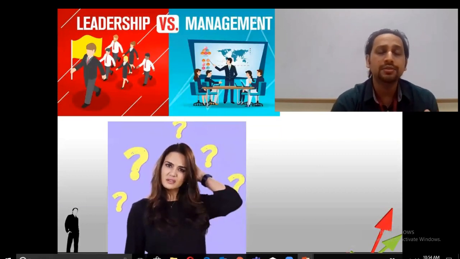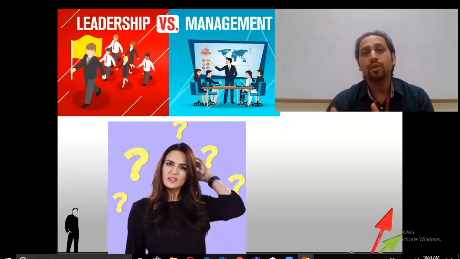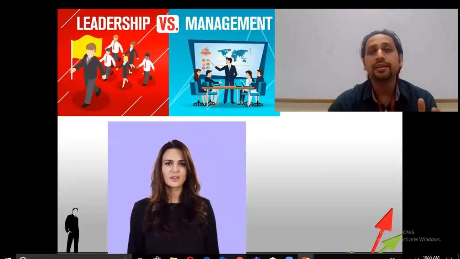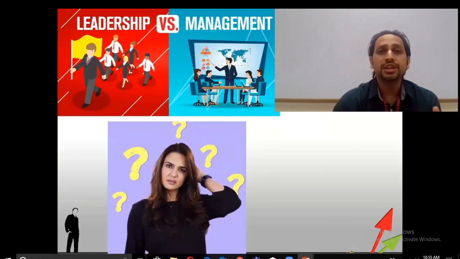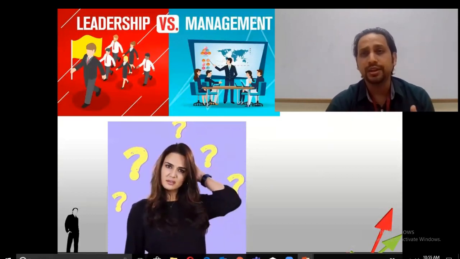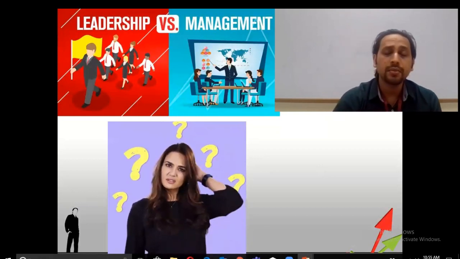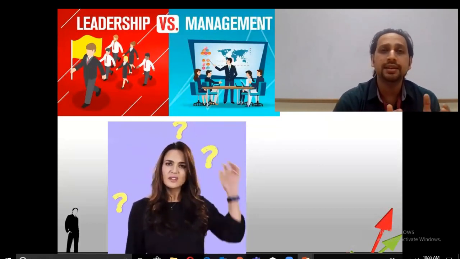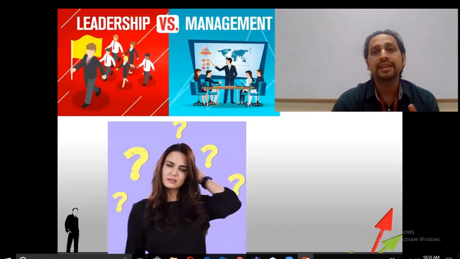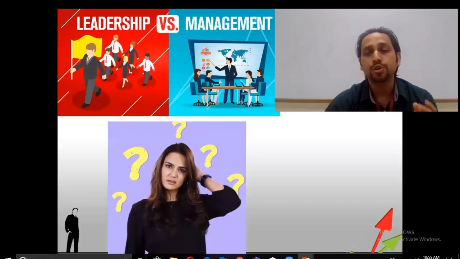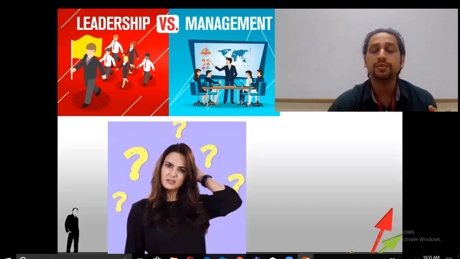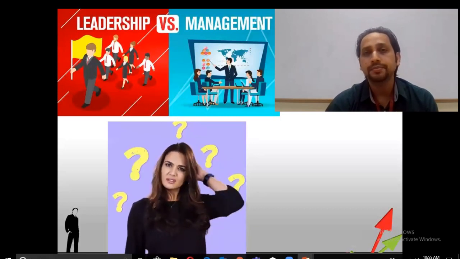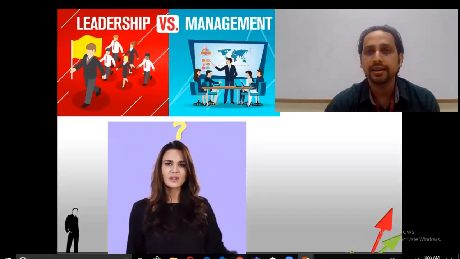Leadership is an influence relationship between followers and leaders who intend real change to achieve a common objective or a shared vision, whereas management is the attainment of goals in an efficient and effective manner through the four functions of management. What are the four functions of management? Planning, organizing, leading, and controlling.